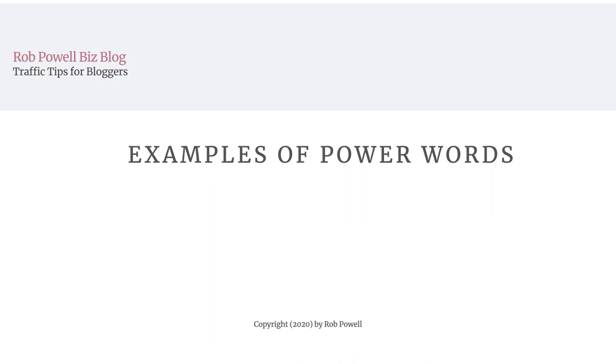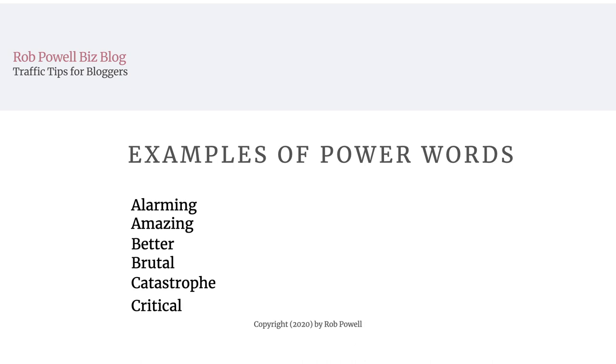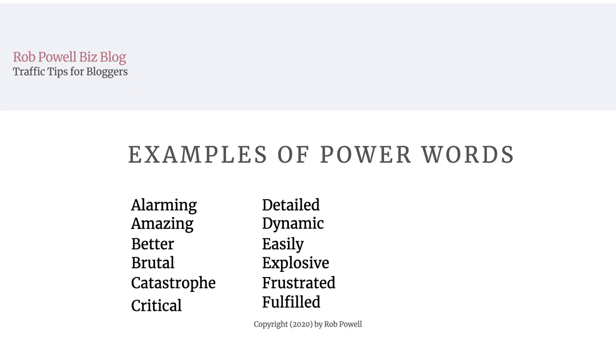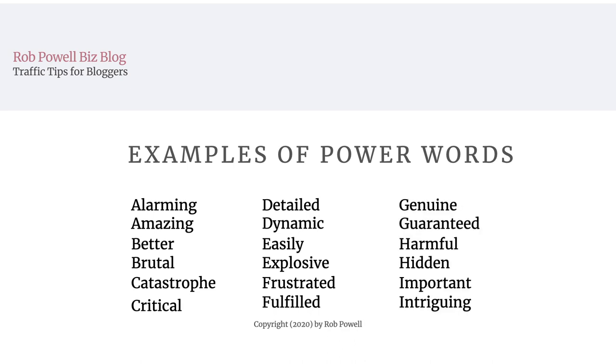Here are some examples of power words. Alarming, amazing, better, brutal, catastrophe, critical, detailed, dynamic, easily, explosive, frustrated, fulfilled, genuine, guaranteed, harmful, hidden, important, intriguing, jeopardy, and jumpstart. You can download a complete list of power words in the links below this video.